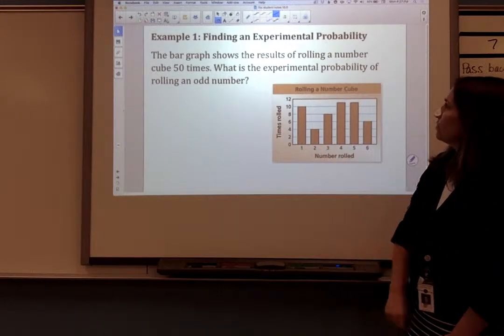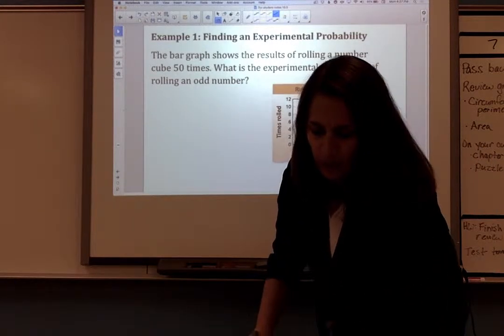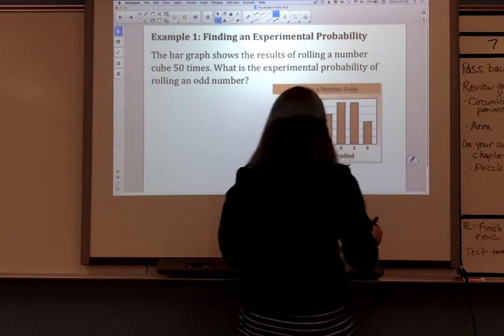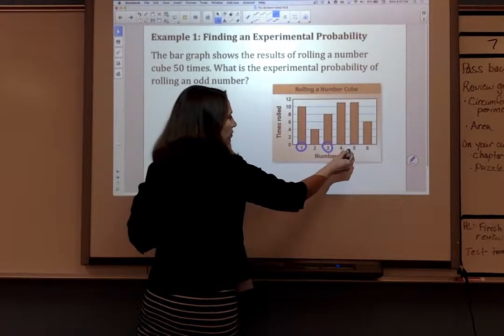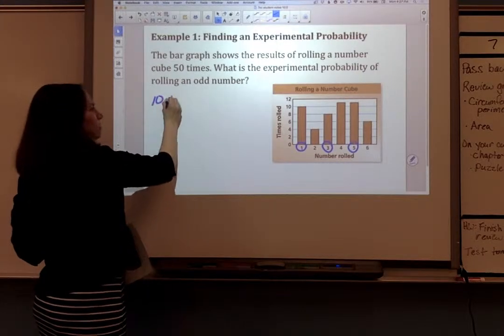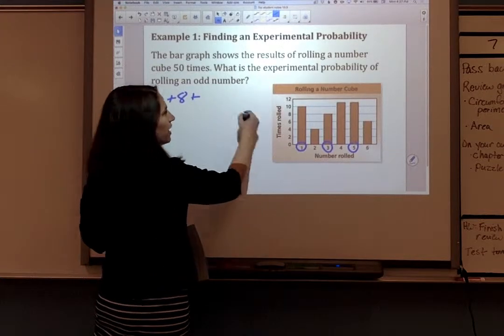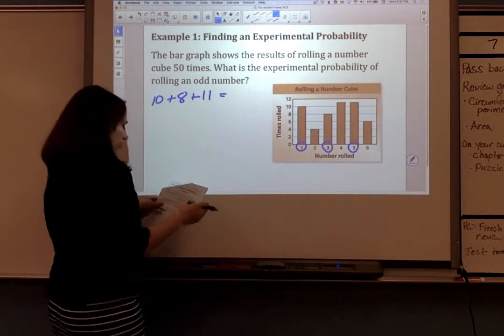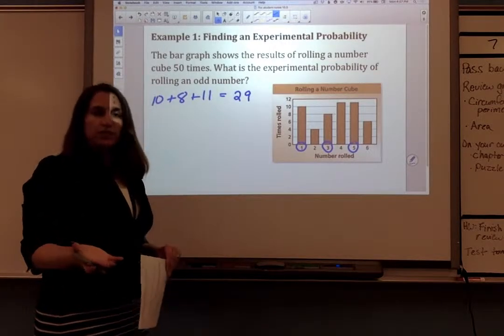We want to know the experimental probability of rolling an odd number. So what we want to do is add up the number of odd rolls that we had. So that would be based on 1, 3, and 5. So it looks like we rolled a 1 10 times, and we rolled a 3 8 times, and we rolled a 5 11 times. So that's a total of 29 odd rolls.